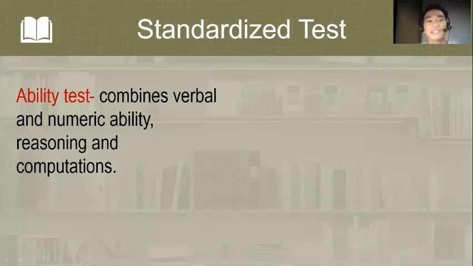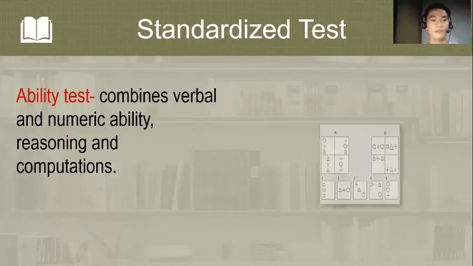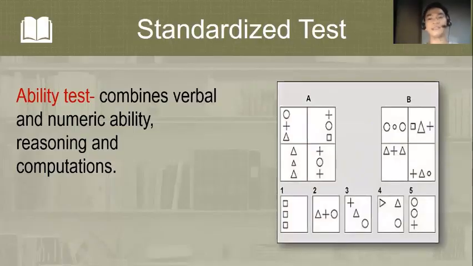All right, let's discuss examples of standardized tests. Number one, we have the ability test. I know that this is not unusual for you. We are familiar with the ability test, which basically measures our verbal, numeric, reasoning, and computation skills. This is an example of an ability test, a combination of verbal, numeric, reasoning, and computation. This is evident in taking the National Career Assessment Examination, or the NCEA.